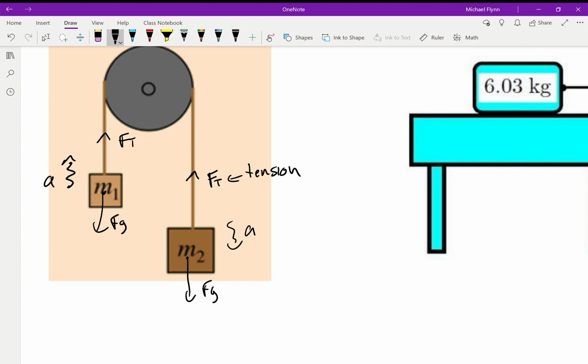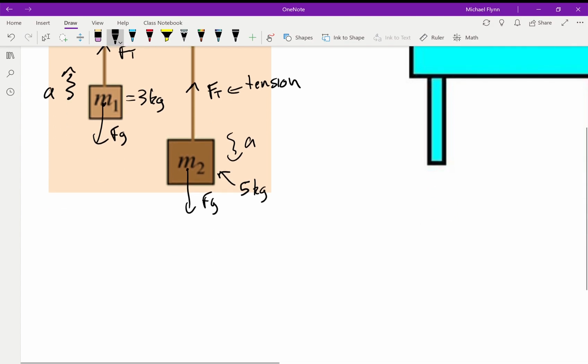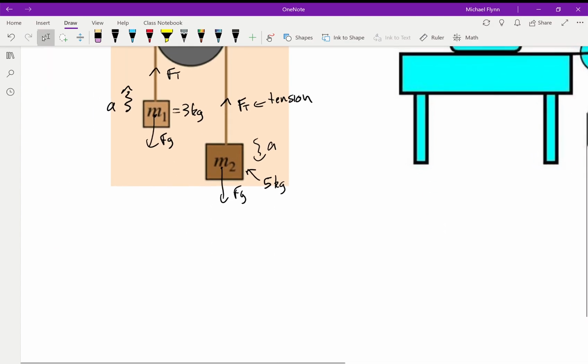I call these pulley problems tension and acceleration problems because you're usually asked to determine both, the tension and the acceleration in the system. So how do you do that? Let's do it. I'm going to make up some numbers. I'm going to say M1 is 3 kilograms, and M2 is, let's make it, 5 kilograms. So how do we figure out the tension and the acceleration in the system? Well, I'm going to zoom out a little.